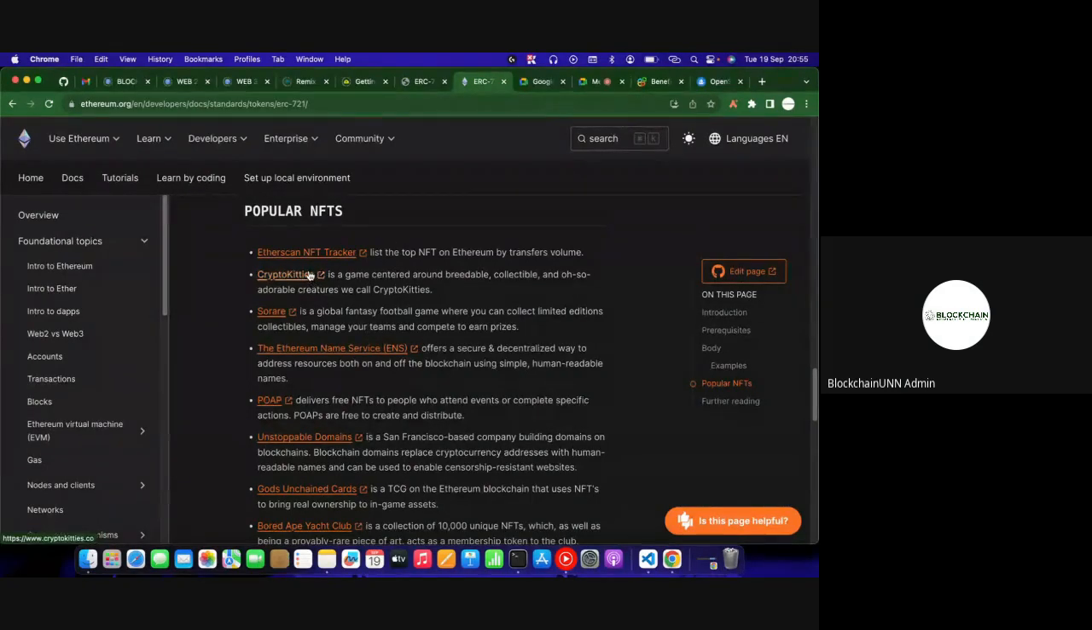For example, we talked about CryptoKitties. Some of us should have heard about CryptoKitties, which is the game centered around breedable kitties. Basically, we know what kitties are, little cats. You can buy them, you can train them. I don't know how that works, I've not really used it, but you can breed them. You can take care of them, grow them to a certain point, and then sell them to other persons.